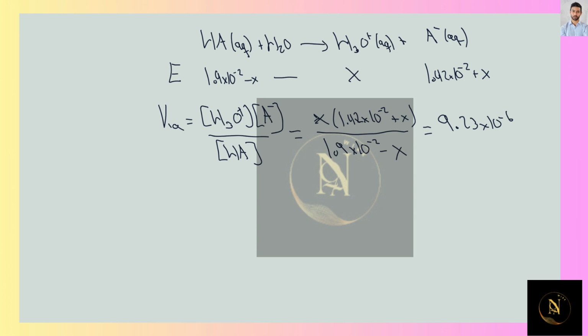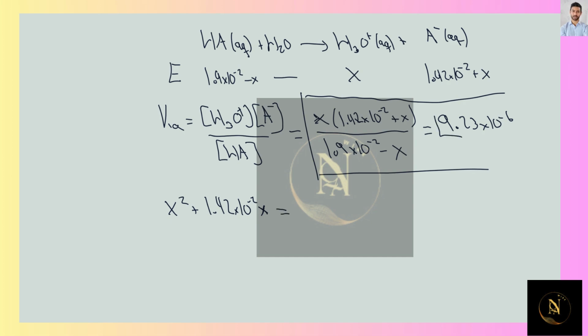So we're going to go ahead and derive the full equation just looking at this section over here. On the left hand side, we're going to get x squared plus 1.42 times 10 to the minus 2 x. And this is going to be equal to the value for Ka multiplied by the denominator. So 9.23 times 10 to the minus 6 times 1.91 times 10 to the minus 2 minus 9.23 times 10 to the minus 6 times x.